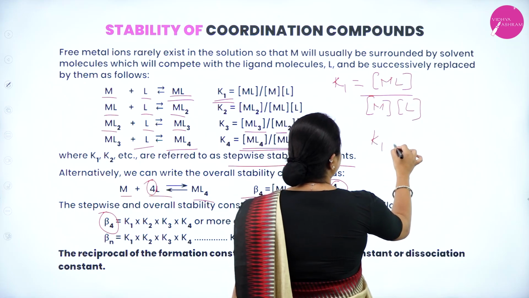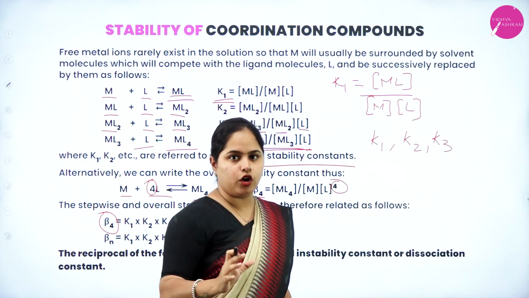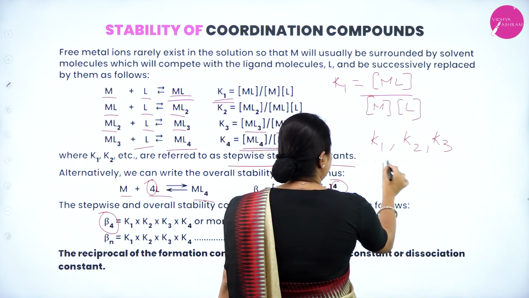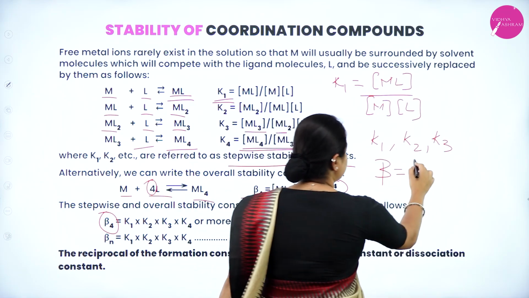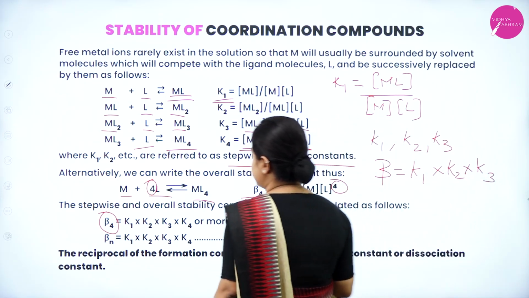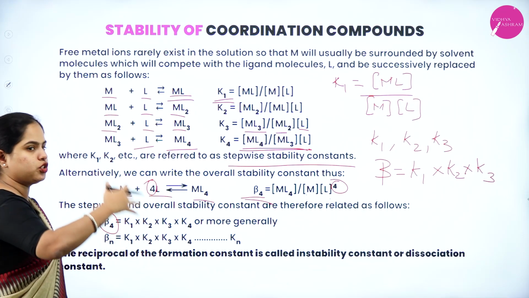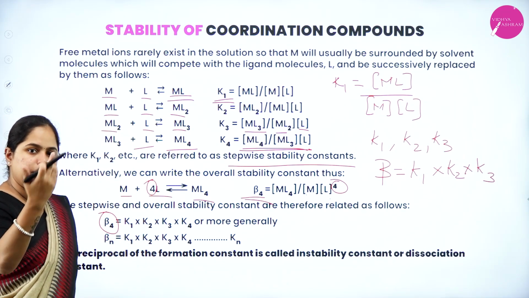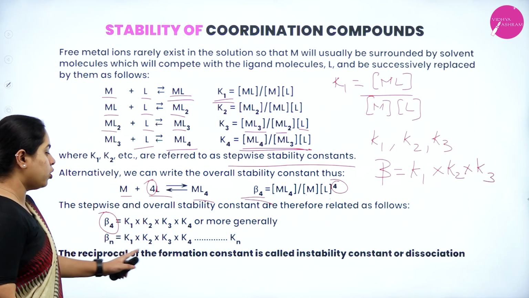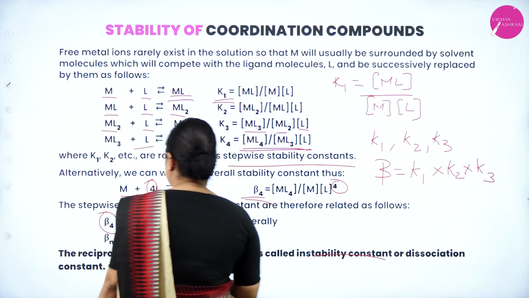If K1, K2, K3 are the stepwise stability constants for each step, then the total or overall stability constant will be a product of these. If there are n steps involved, it will be K1 into K2 into K3 and so on, multiplied by Kn. The reciprocal of the formation constant is called the instability constant or dissociation constant.